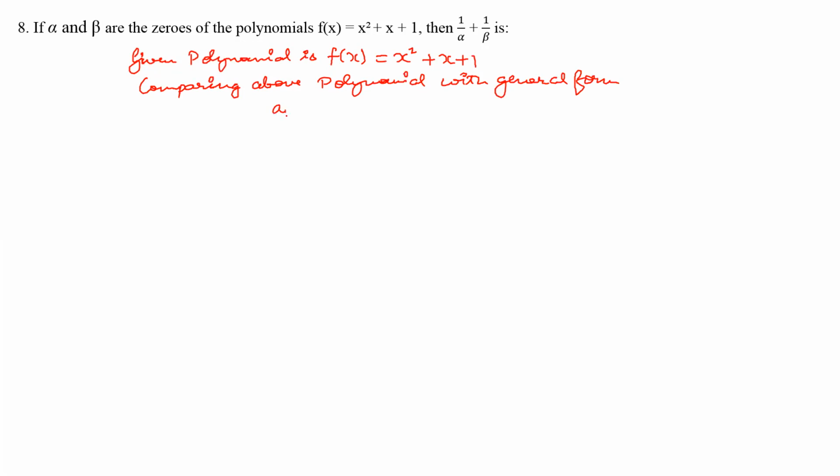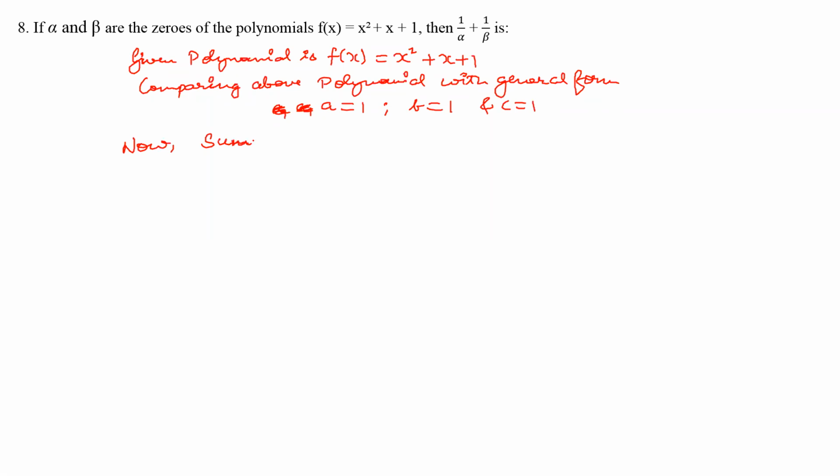Okay, so what will be the value of a then? Value of a will be 1, value of b will be 1, and value of c also will be 1. Okay, so we are having the value of a, b and c. Now we will use the concept of sum of zeros and product of zeros.